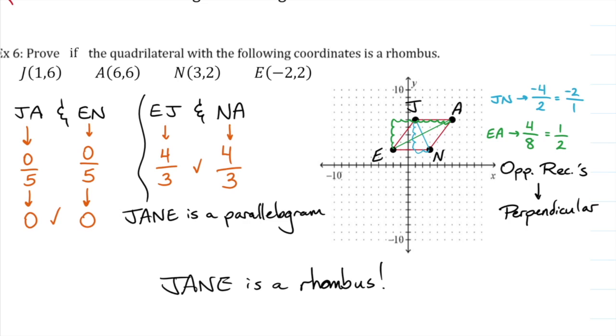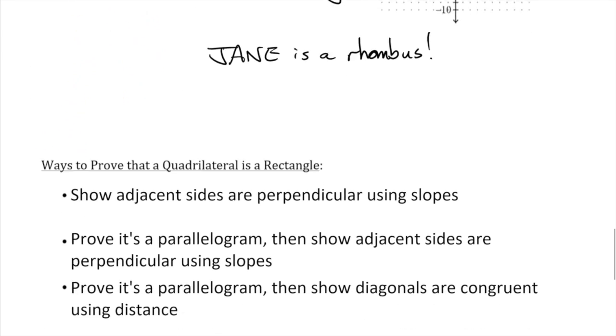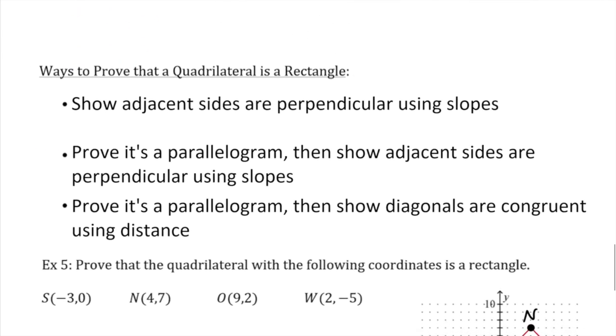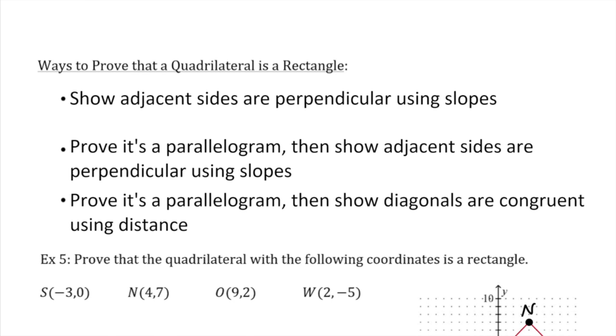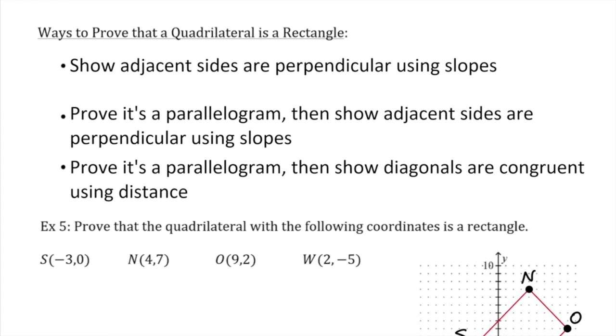Okay. So the other shape I was talking about was a rectangle. Again, we've got a couple different ways, but we're going to focus on just one of them. One way we can do is show the adjacent sides are perpendicular using slopes. Using slopes, that sounds great. That sounds like what we've been doing. After that, we could also prove it's a parallelogram, then show the adjacent sides are perpendicular using slopes.